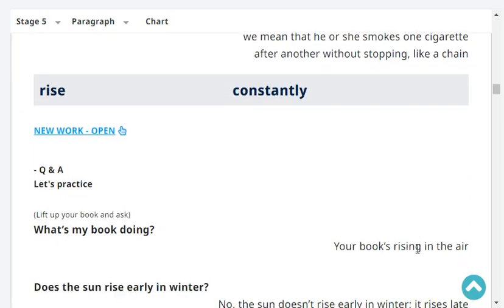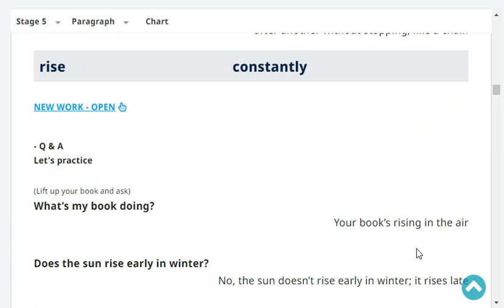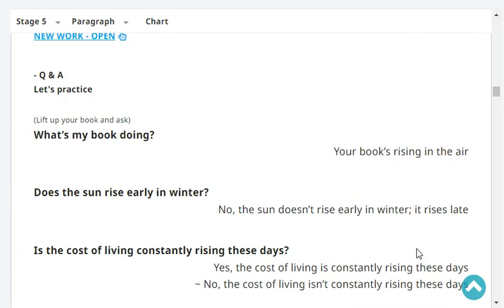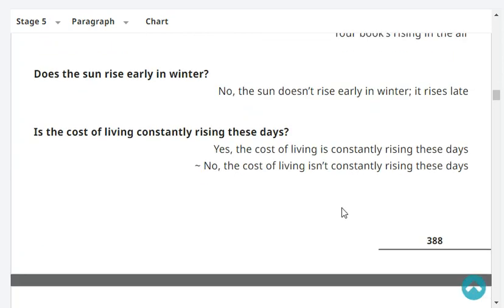Okay, next. What's my book doing? Your book's rising in the air. Very good. Does the sun rise early in winter? No, the sun doesn't rise early in winter. It rises late. Very good.